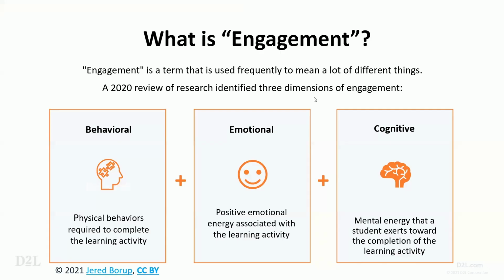So let's get started with talking about optimizing student engagement with Brightspace. Engagement is a term that's frequently used, but it often means a lot of different things. I pulled this from a study done in 2021 by Jared Borup, and they identified 3 different areas of engagement: behavioral, emotional, and cognitive. We can break down how students engage with their course content into these 3 different areas.